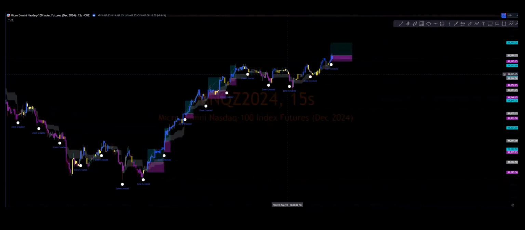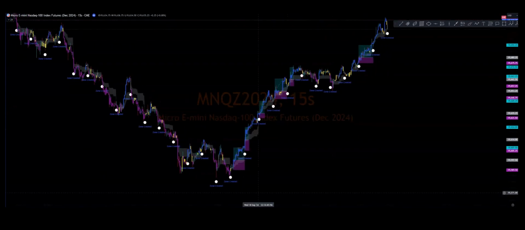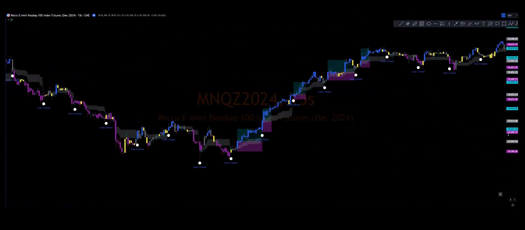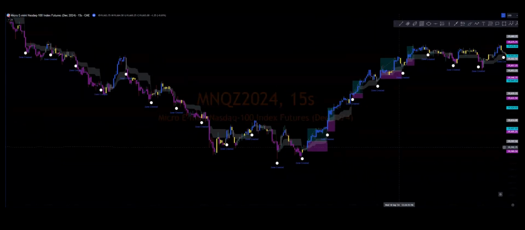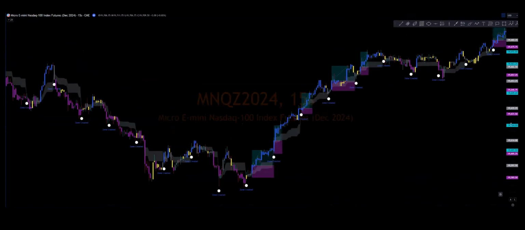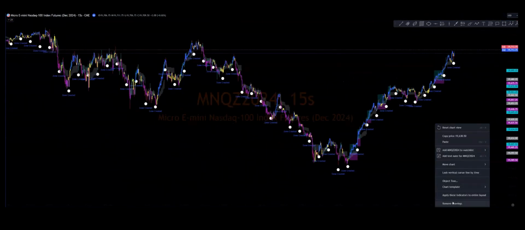After every impulse, we consolidate and then we impulse again. That's how the market moves. It's the same with candles. Everything that you know about higher time frames and higher candles is the same thing with the lower ones. They impulse, they consolidate, they impulse, they consolidate, they impulse, they consolidate. That's just how the market moves.